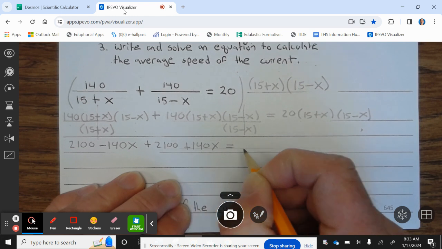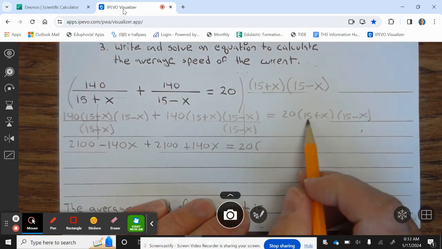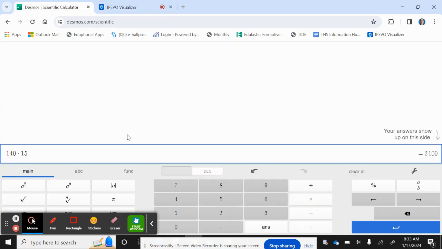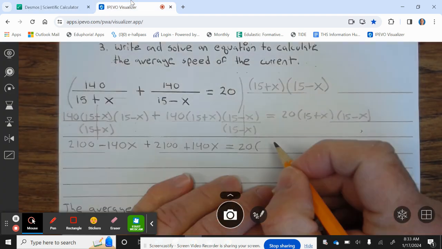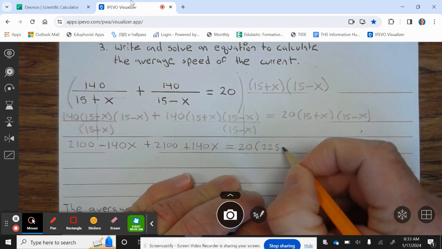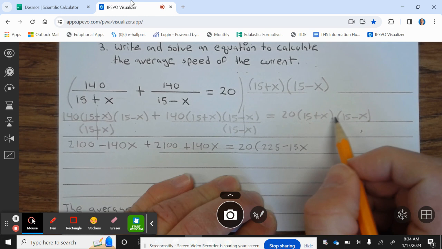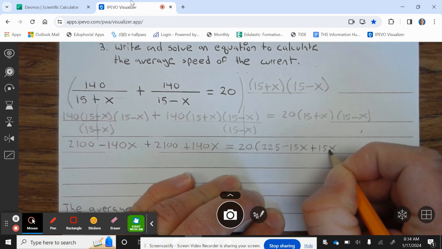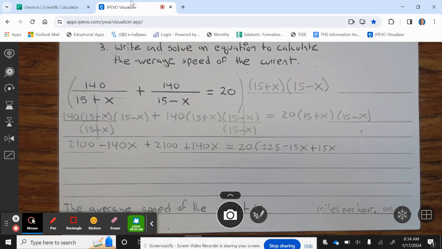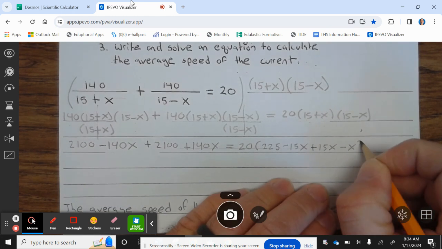140x equals 20 times, we need to FOIL, so 15 times 15 is 225. So 225, 15 times negative x is negative 15x. X times 15 is plus 15x. X times negative x is negative x squared.